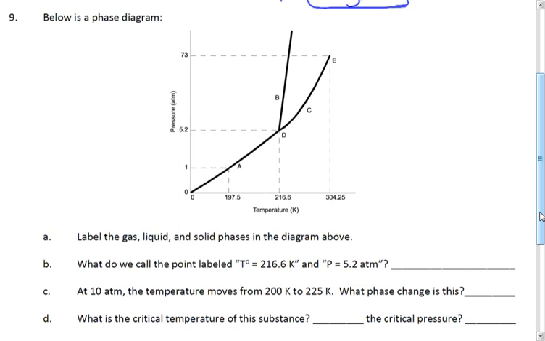So when we look at this phase diagram, remember we have our 3 states of matter starting on the left and going around clockwise. We'll have our solid, liquid, and gas. The point where we have a temperature of 216.6 Kelvin and a pressure of 5.2 atmospheres, where those meet here in the center, that is called our triple point.